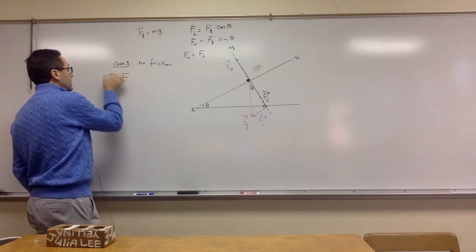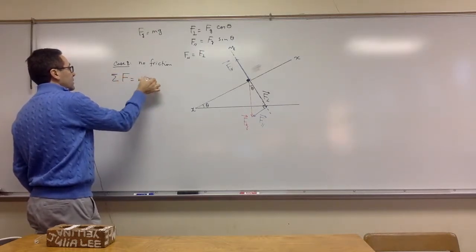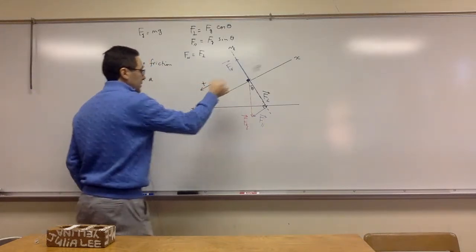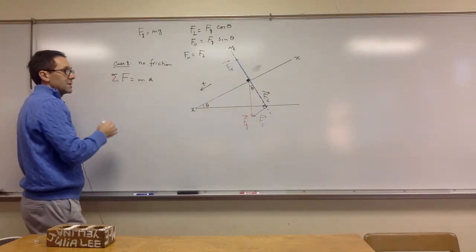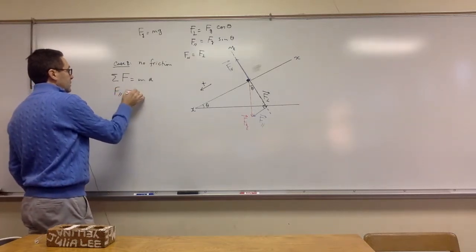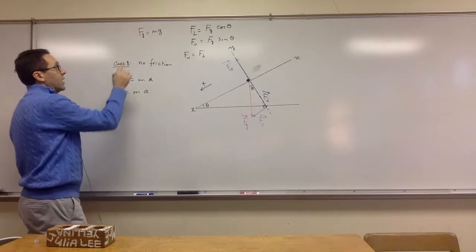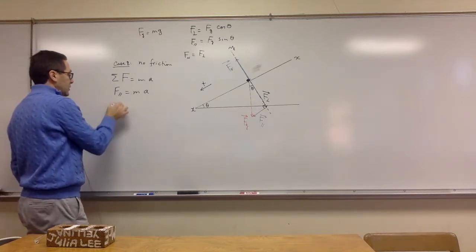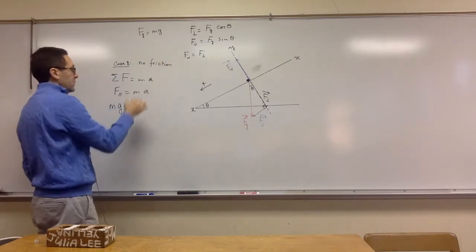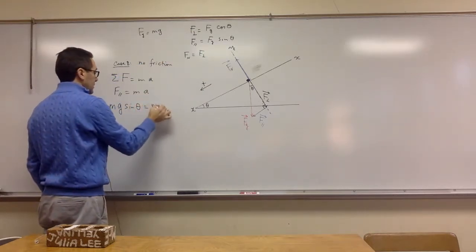So I'm writing the sum of the forces equals ma along the ramp. I'm going to choose down as positive because that's the way it's going to slide. It has to slide and accelerate. So F parallel equals ma. The parallel component is mg sine theta, equals m times a.